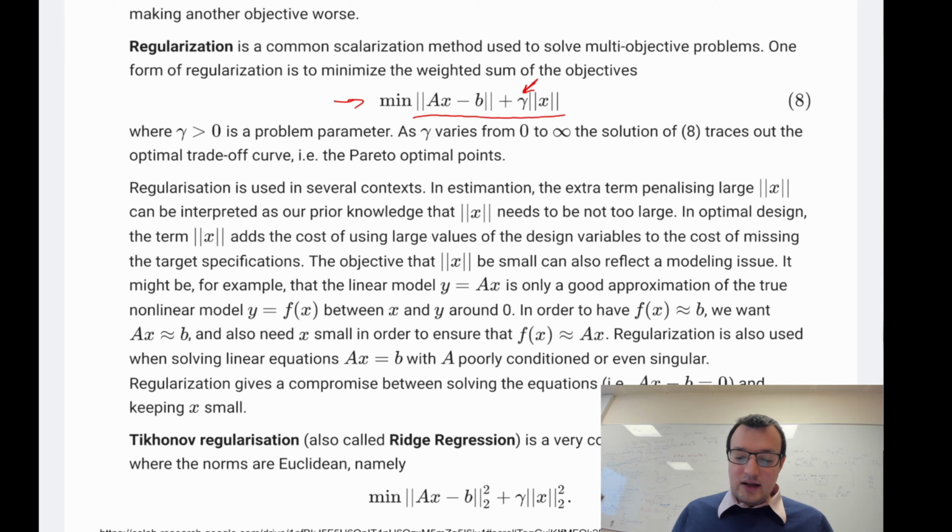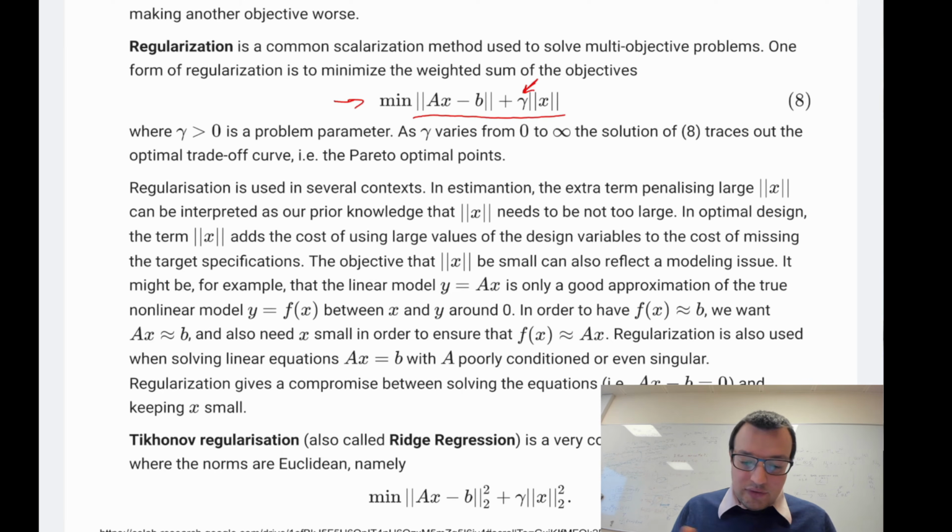As we said, we may think about the fact that we want to minimize the residuals, but then we also want to penalize large values of x. Okay, so that's a possible application in which regularization and this formulation may make sense.